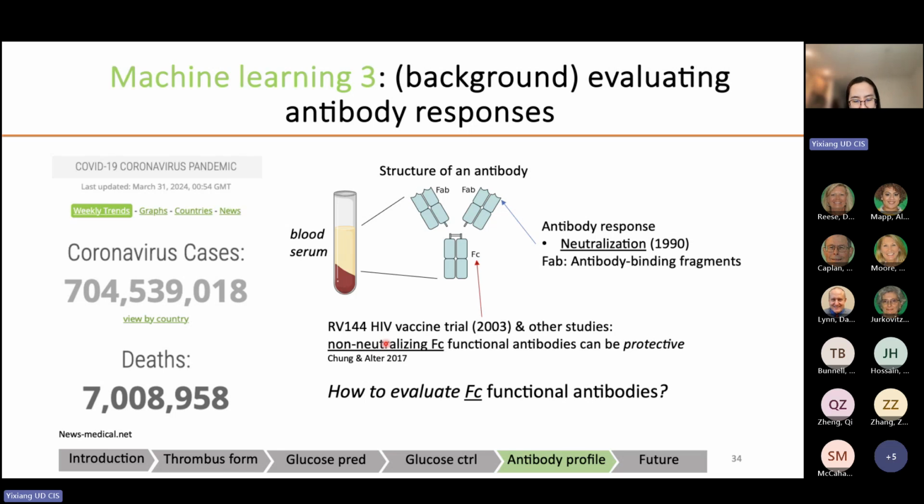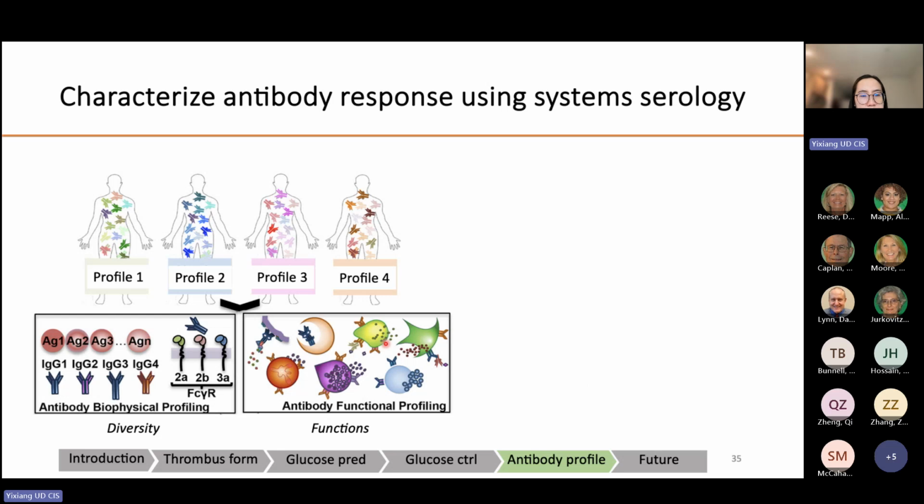Therefore, it remains to be understood how to evaluate these Fc functional antibodies. We focused on the recent techniques developed by my postdoc lab called systems serology. It specifically takes the serum of different patients and vaccinees to analyze the diversity of antibodies using antibody biophysical profiling, and understand the function of antibodies using antibody function profiling.